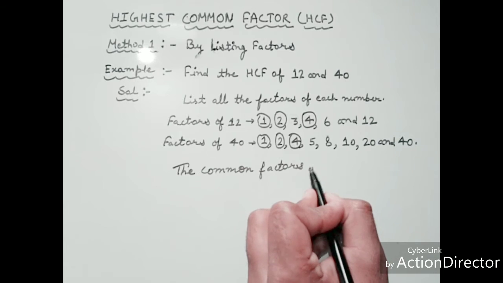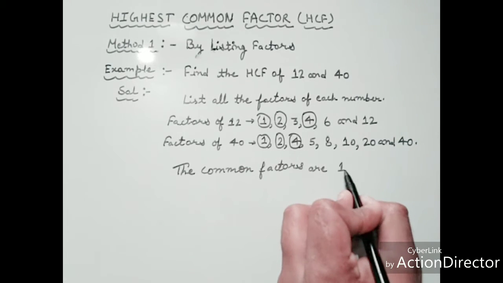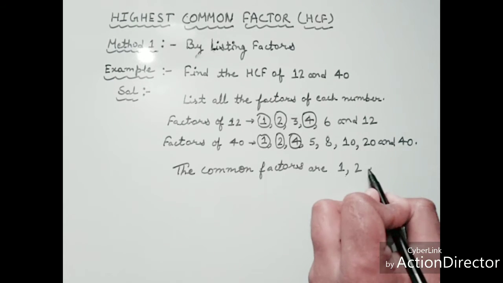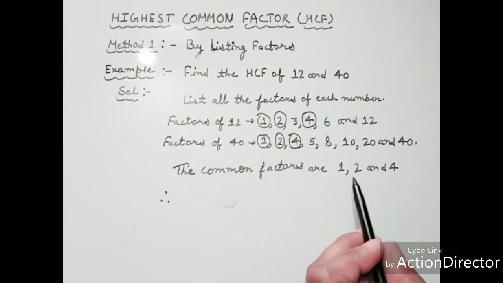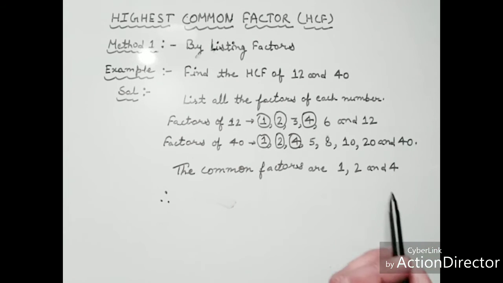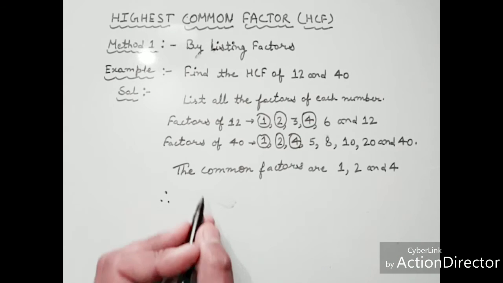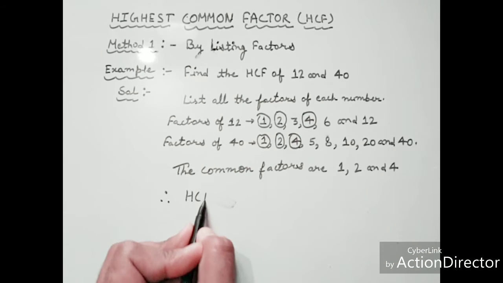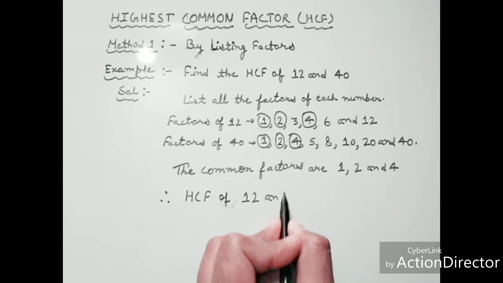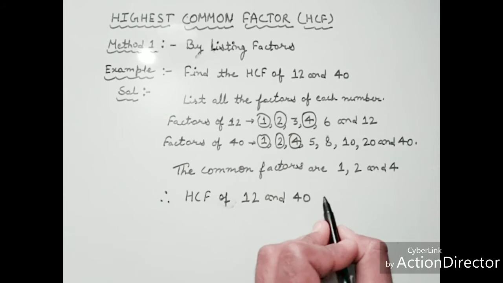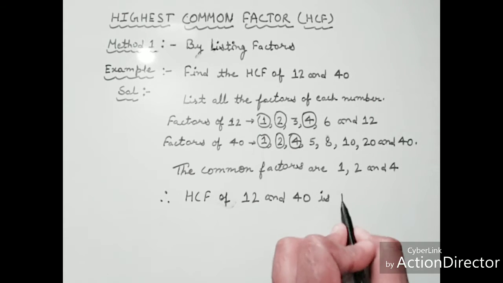Common factors are 1, 2 and 4. Out of these 1, 2 and 4, 4 is the largest. So the highest common factor HCF of 12 and 40 is 4.